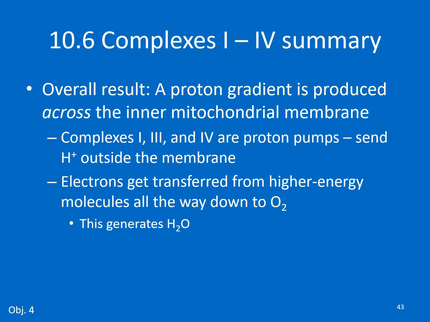Okay, let's summarize. Complexes 1 through 4. The overall result is that a proton gradient is produced across the inner mitochondrial membrane. So complexes 1, 3, and 4 are proton pumps. They send H+ outside of the membrane. So these are the ones that set up your proton gradient. Complex 2 is not literally a proton pump itself, but it does generate QH2 from FADH2.